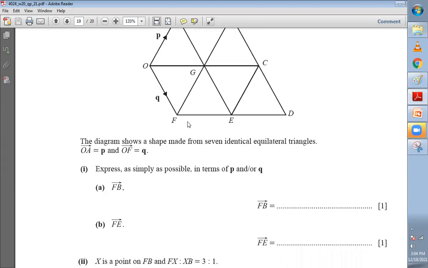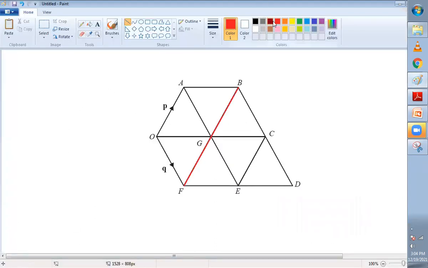Then the question is FE. They want you to find out this. Okay, FE. Now, you can see that this is p and this is q. So FE will be F to G, G to E. That will be FE. FG is p and from G to E will be q. So FE will be p plus q.